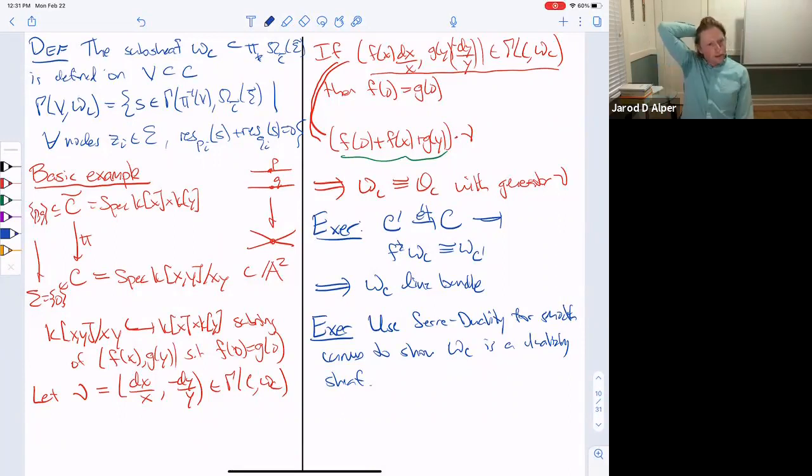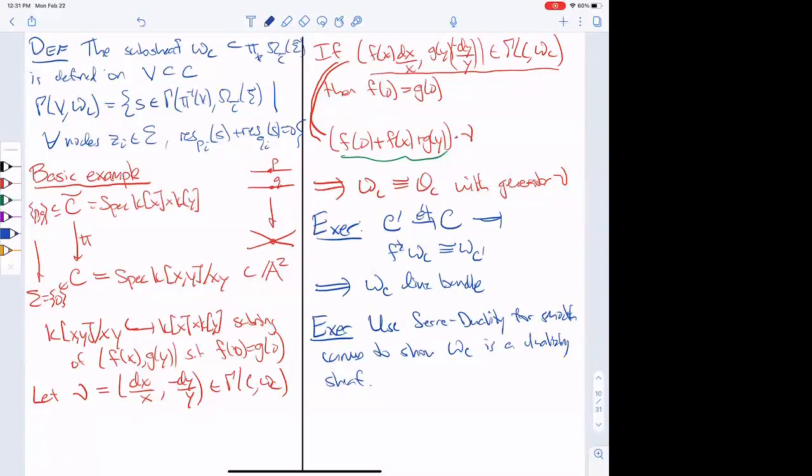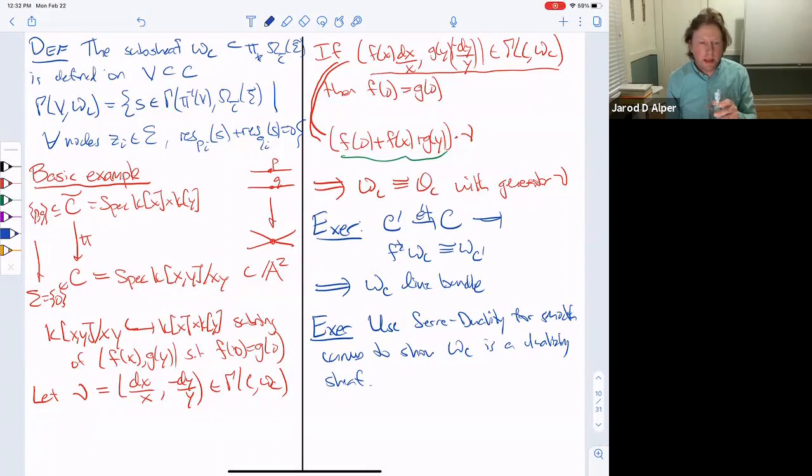Any questions? So it's just a property of normalization that every node has two preimages? Yeah, exactly.